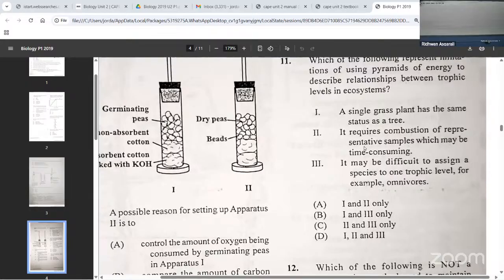So a single grass plant has the same status as a tree. That's true. That's a limitation, even though they have different amounts of energy. It requires the combustion of representative samples, which may be time consuming. Yep. It may be difficult to assign a species to one trophic level, for example omnivores, say poultry, right?